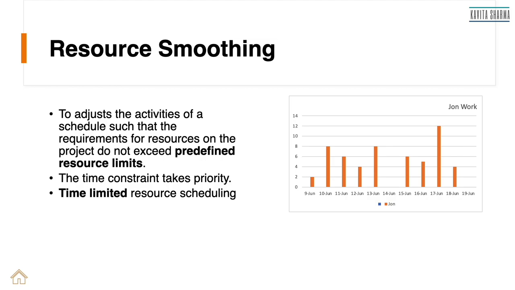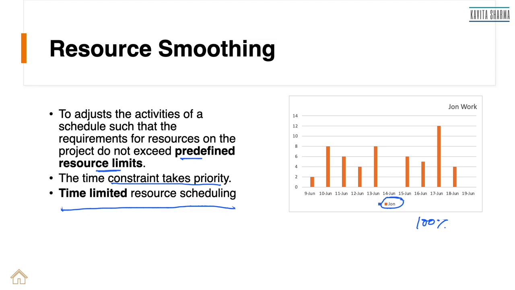What is it? We adjust the activities of a schedule such that the requirement for resources on the project does not exceed a predefined resource limit. The time constraint takes priority and it is time limited resource scheduling. What does it mean? I have a resource, let's say John. He's allocated to me only for 8 hours or 7 hours a day, depending on the percentage of allocation. Let's assume it is 100%. So John works with me 100% on this project, which means he should be working 8 hours per day.